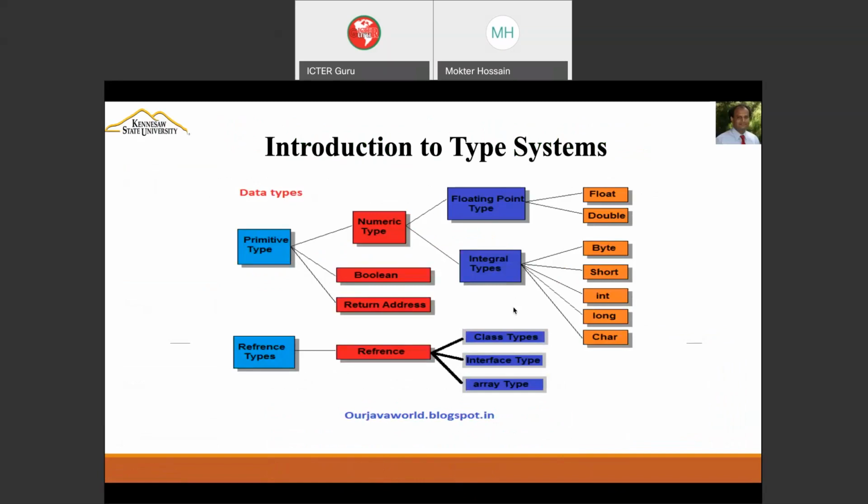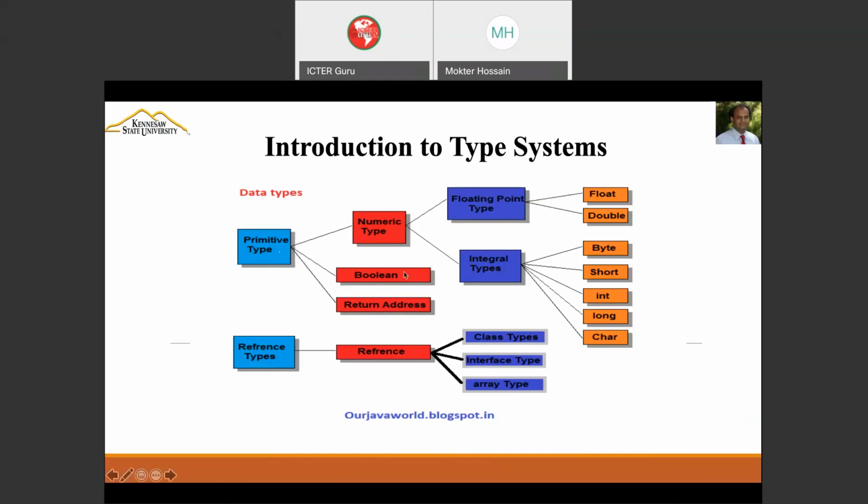So these are the type systems. Most programming languages follow this convention. There are two kinds of data types: primitive data types, and reference or built types, which we call objects. We will discuss objects later. The primitive data types are mainly numeric types, Boolean type, return address, and pointer, which is discussed in C and C++, but Java does not have pointers, so we will avoid this.